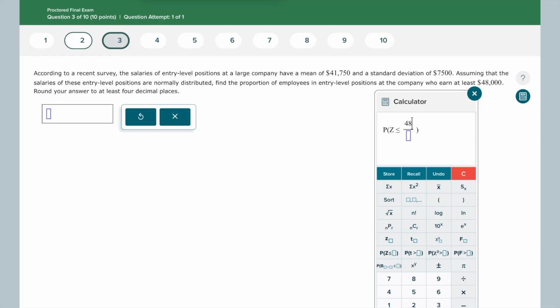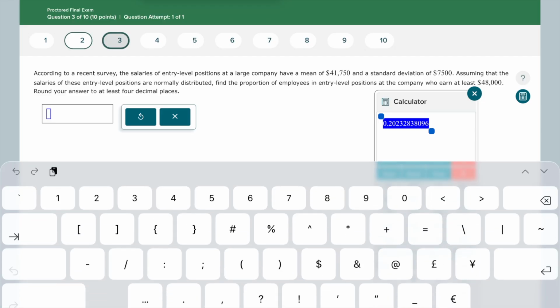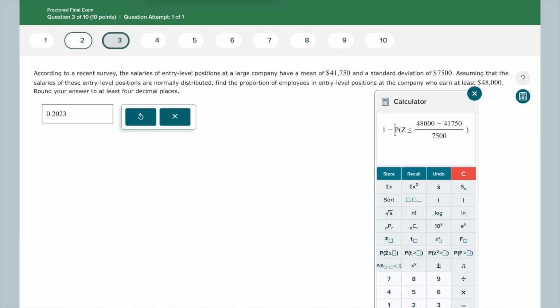So we're doing 48,000 is the number we're looking at, minus the mean, divided by the standard deviation. Oops. Divided by the standard deviation was 7,500, okay? But this is less than or equal to. I want at least 48,000, so what do I need to do? Do the 1 minus, okay? Let me type this number in real quick here, and then I'll go back. 0.2023. All right.